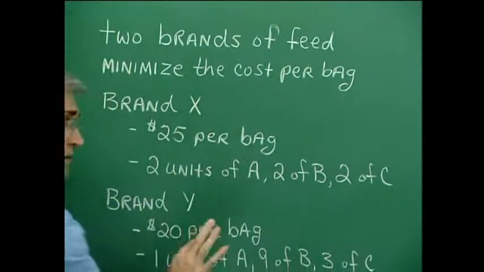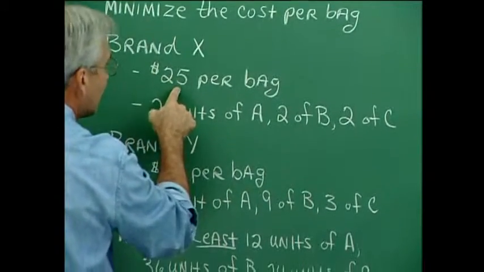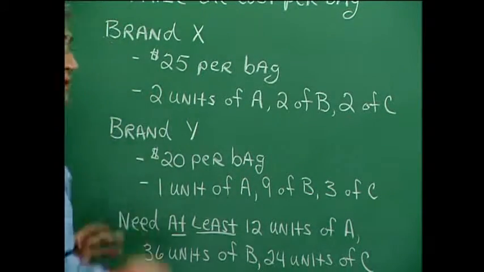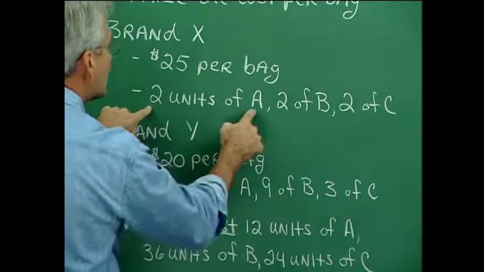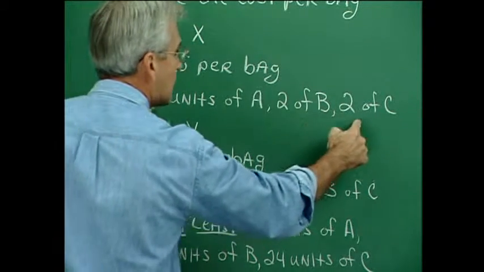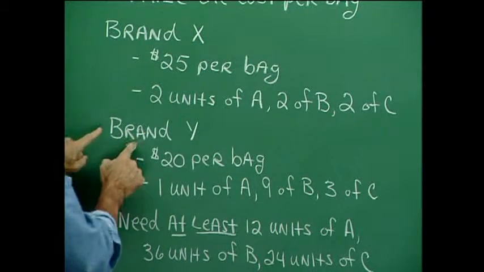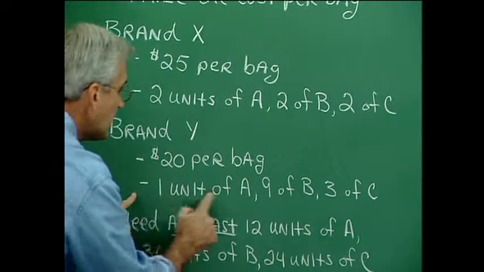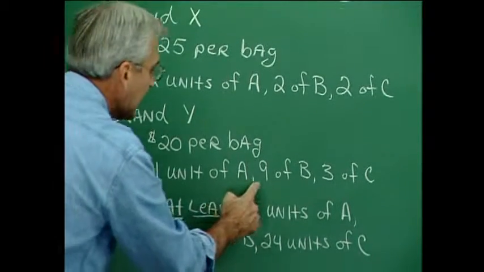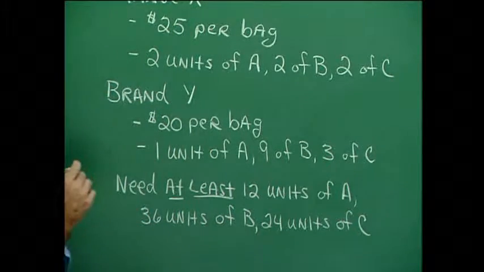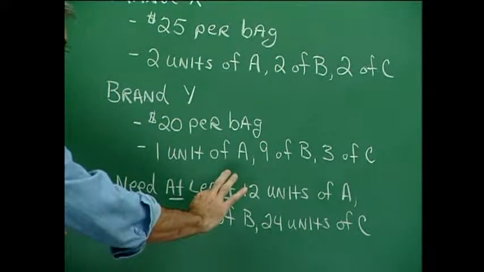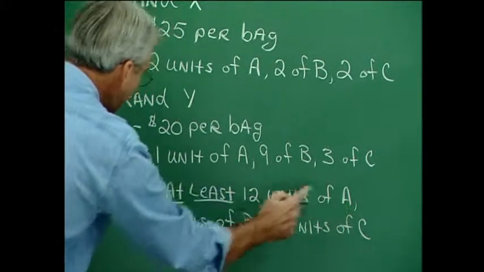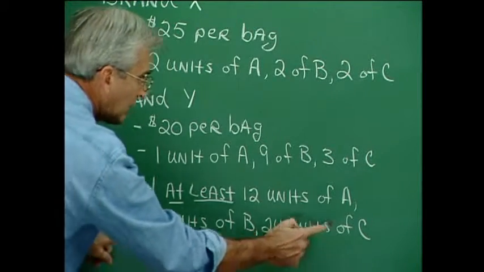For brand X, we had this information. The brand X costs $25 per bag, and it provides certain numbers of units of these nutritional values. So we have 2 units of item A, 2 of B, 2 of C, if you recall. And then we have a brand Y. In brand Y, each bag costs $20. But it provides 1 unit of item A, 9 of B, 3 of C. Now, this is a very important idea right here, we need at least 12 units of item A, 36 units of B, 24 units of C.